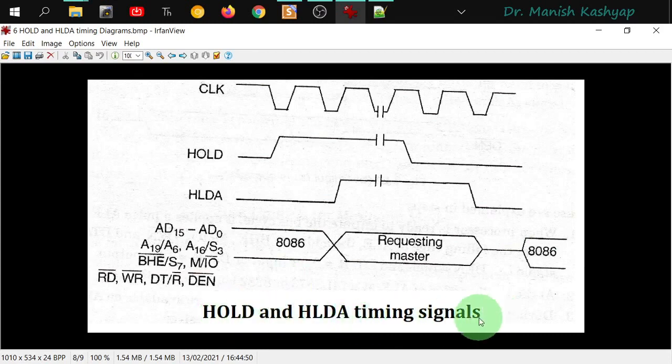So sometimes it happens that some external devices request the control of internal buses of the microprocessor, right? So in that process, when the hold request is made, the microprocessor acknowledges it by this HLDA. So this HLDA will be made high, and earlier 8086 was having the control of address bus, data bus, etc. So you can see that in this stage 8086 had the control, but when this hold request has been acknowledged, then at that time the requesting master, the external device which has requested the control, is called the requesting master. The control is given to that. When it finishes its task, then the control is given back to the 8086 microprocessor.